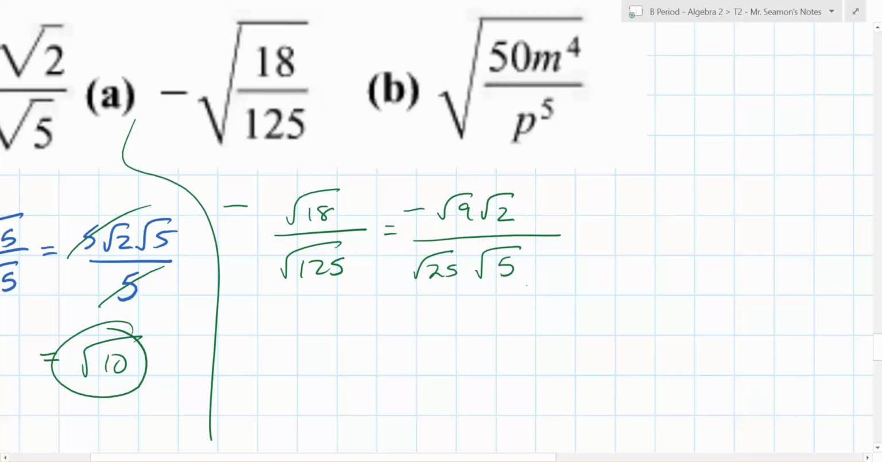I thought it was a table. We're not multiplying here, we're factoring. What is 18, Sarah? 18 is 9 times 2. What is 125? 25 times 5. Why did I pick 25 and 9? Why are those good numbers at this point? Because they are perfect squares, exactly. What is the square root of 9? 3. So we end up with negative 3 root 2 over 5 root 5.